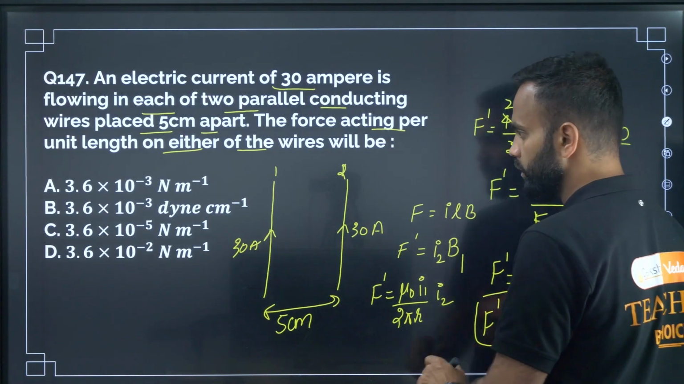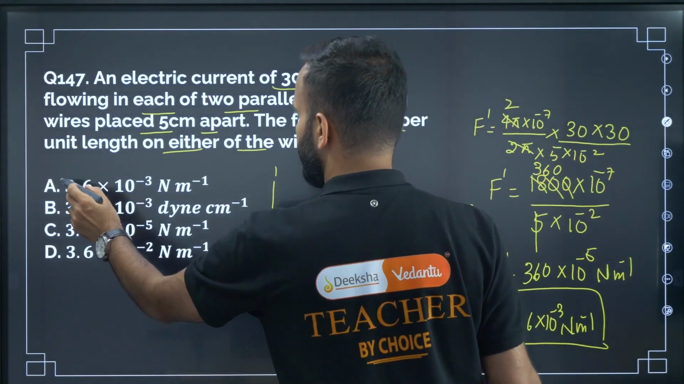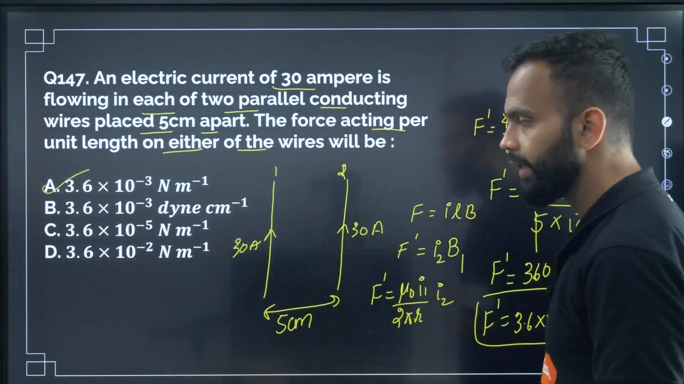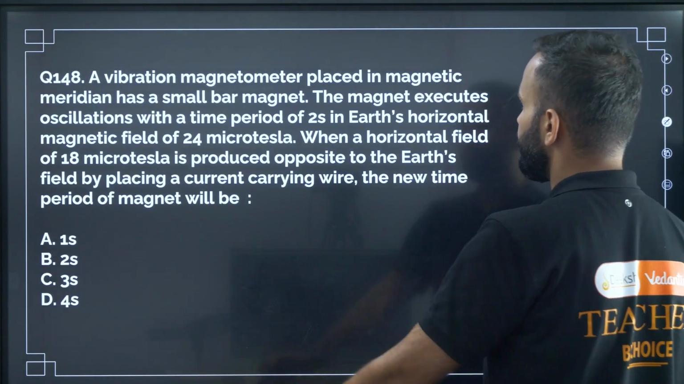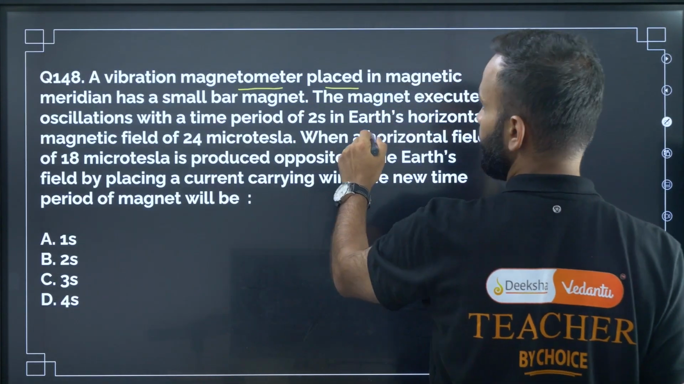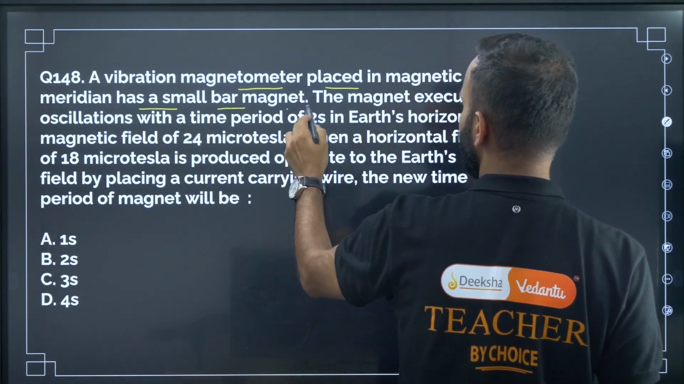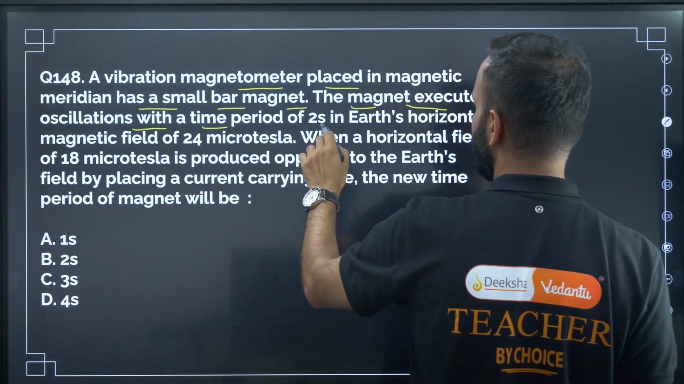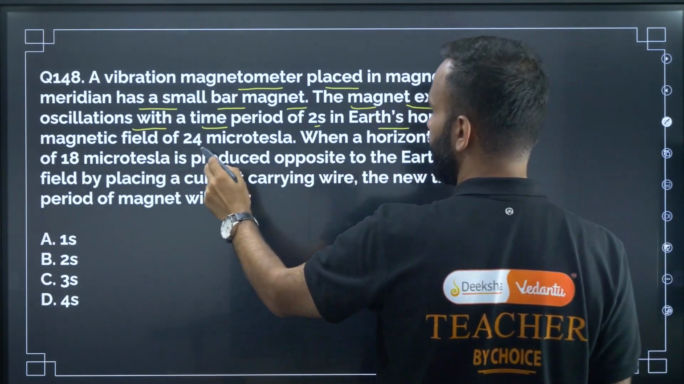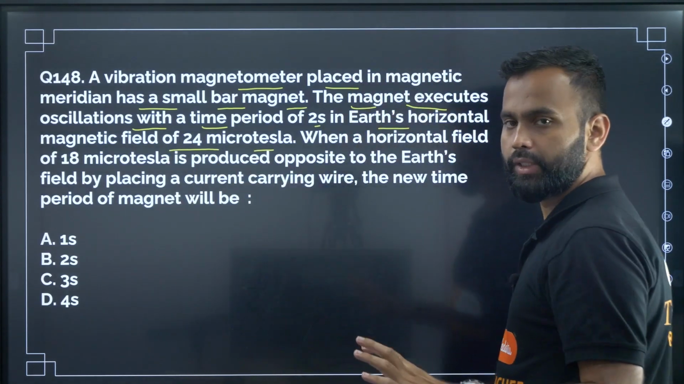So the correct option is A. Okay. Next question. Question number 148. A vibration magnetometer placed in magnetic meridian has a small bar magnet. The magnet executes oscillations with a time period of 2 seconds in Earth's horizontal magnetic field of 24 microtesla.